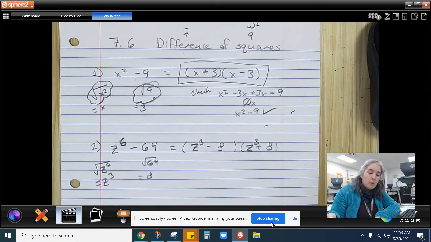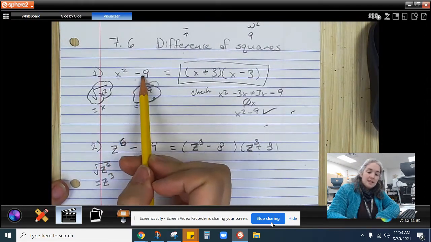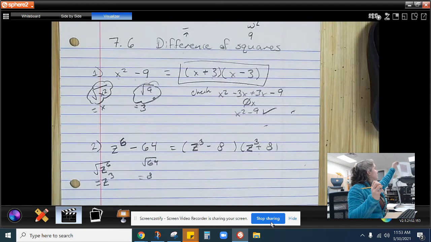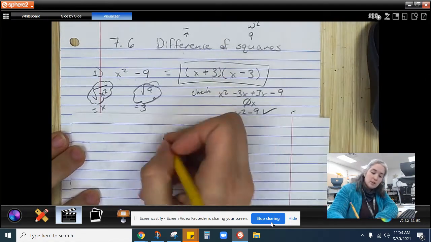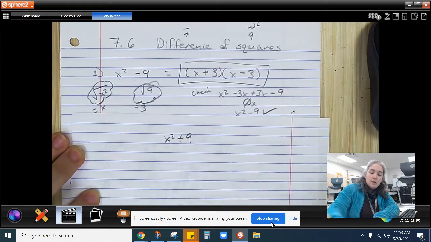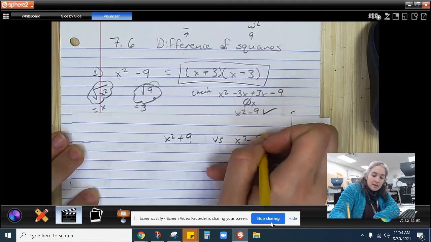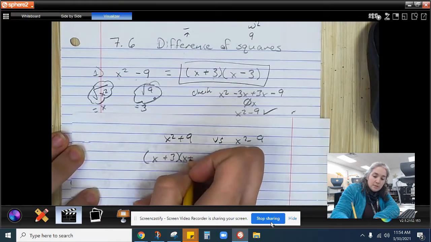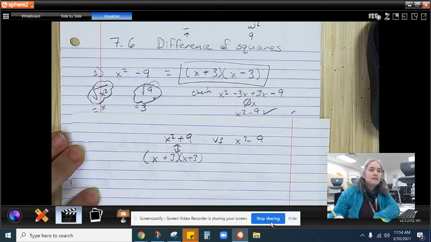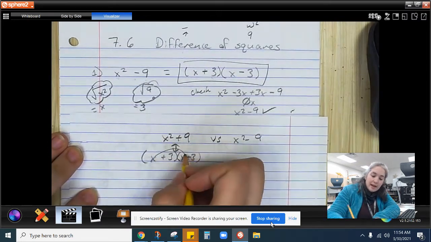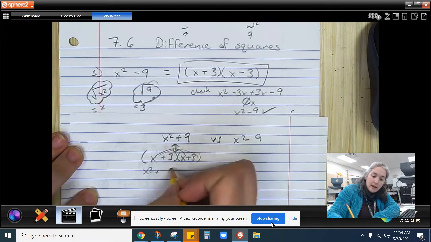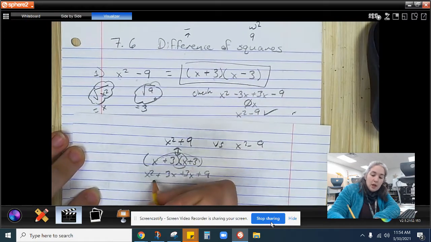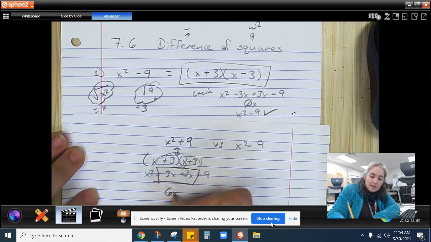Now, some of you might say, why can I do x squared minus 9? Why can't I do x squared plus 9 versus x squared minus 9? Why can't this one be x plus 3 times x plus 3? Why is that not a thing? I'm going to show you why. X times x is x squared. X times 3 is 3x. 3x, and then we get a 9. This does not zero out and make 6x, okay?